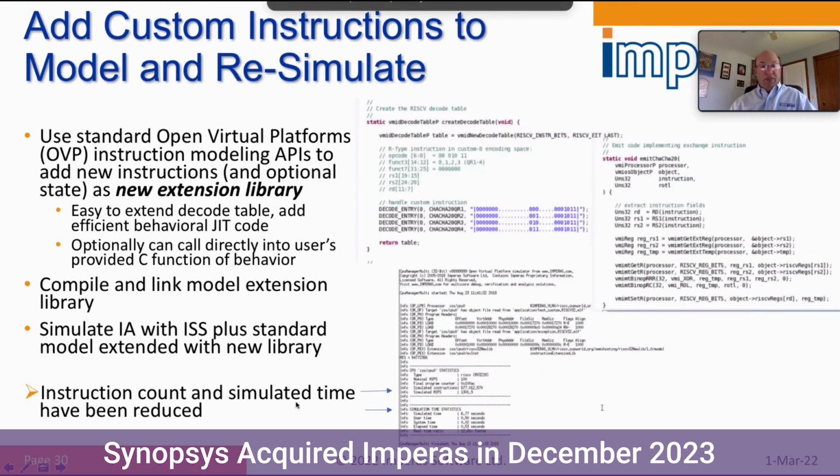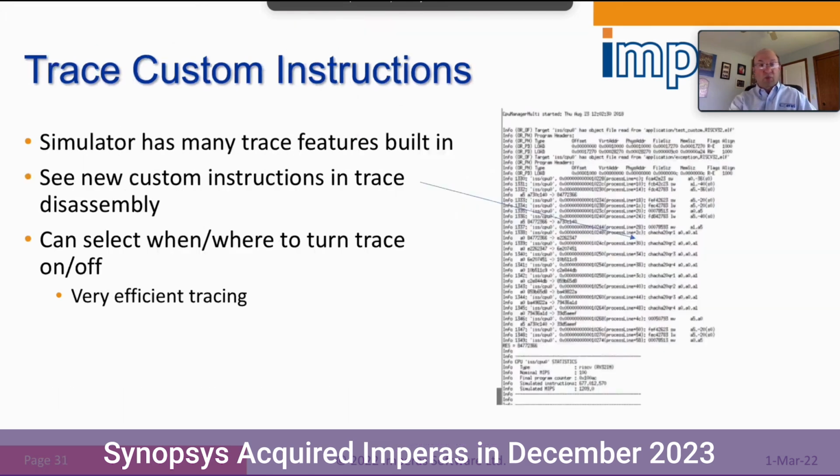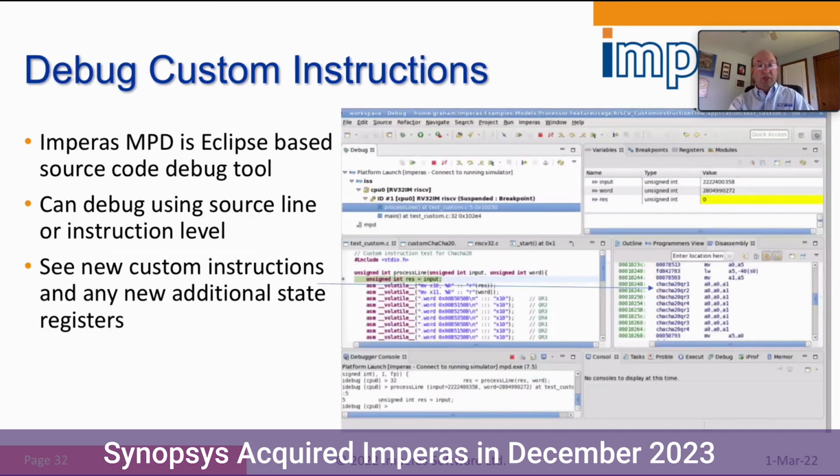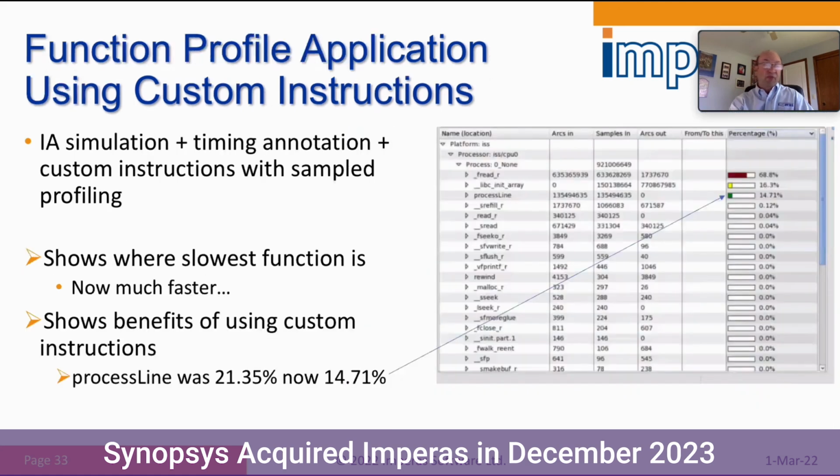And actually, what we're seeing is that the instruction count has been reduced. The simulation time has actually been reduced. That's pretty cool. We're able to use the trace tools here. That works. We're able to do debug in the Imperas environment. Our multiprocessor debugger, it's an Eclipse-based tool, can be used here. And if we go back to the function profiling, we see that this process line function that was 21% of the execution time is now under 15% of the execution time.